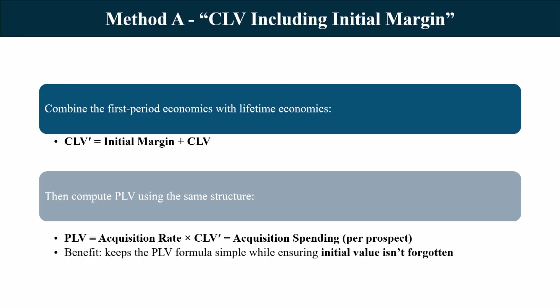Now, after we have calculated this CLV including the initial margin, we can calculate the PLV using the same structure. Now, what will be the PLV? Acquisition rate multiplied by CLV prime, which is the total value, minus the acquisition spending, right. So, the benefit of defining it this way is that it keeps the PLV formula simple. It is the same as we defined in the previous class, but it keeps it simpler while ensuring that initial value is neither forgotten nor ignored.